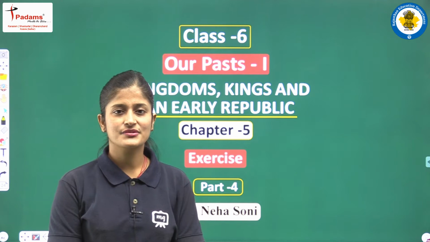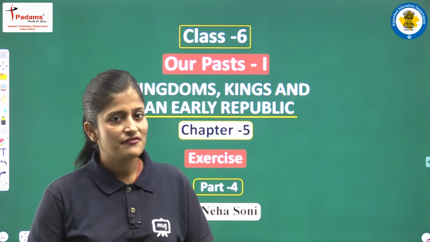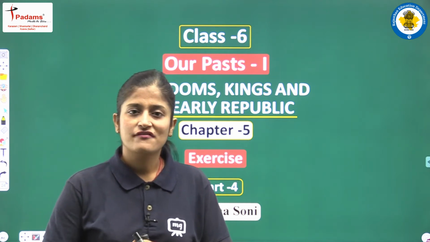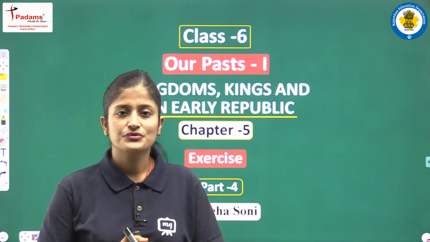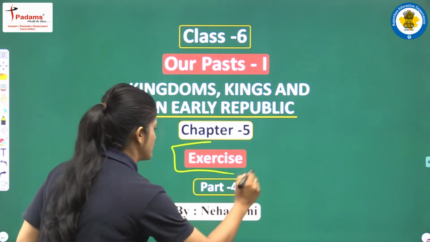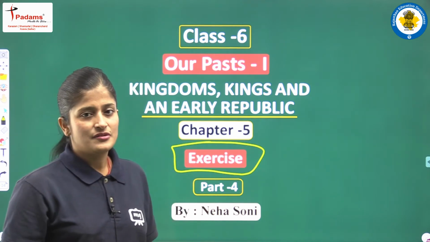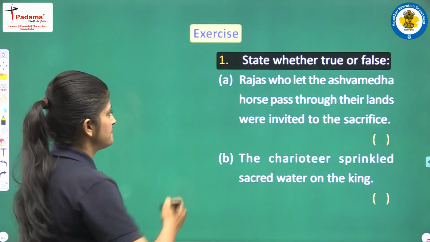So I'll be teaching you social science this year, and we have started with history from class 6. We have completed chapters 1, 2, 3, 4 and 5, and now we are going to start the exercise of this chapter. So we will finish this chapter. Let's begin. Here is your first question.